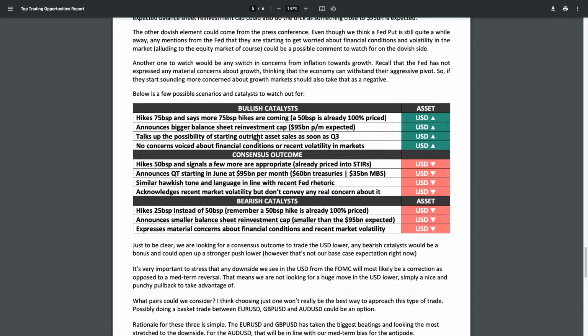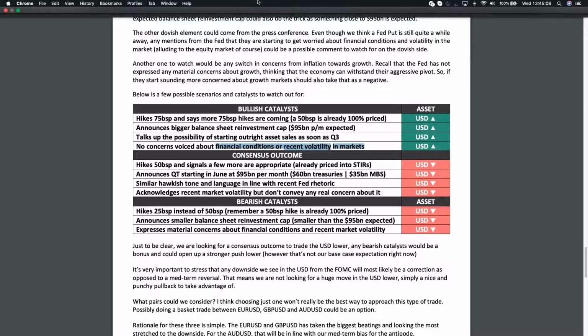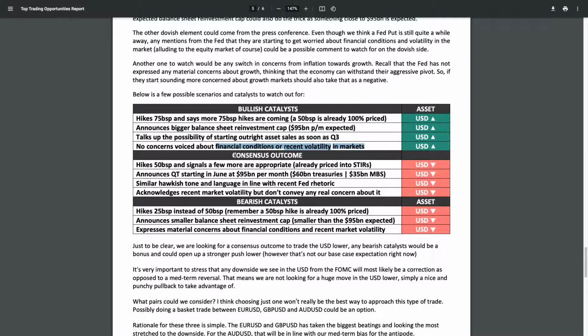Okay, so the bullish catalysts are, no concerns voiced about financial conditions or recent volatility in markets. So remember what I was showing you with the S&P 500, those falls. So if the Fed says we're not worried about the recent volatility, that's hawkish for the dollar. It means the dollar can keep gaining. It means interest rates keep hiking. Now, if interest rates move higher, that's a natural pressure on equities. So this would result in equities falling.